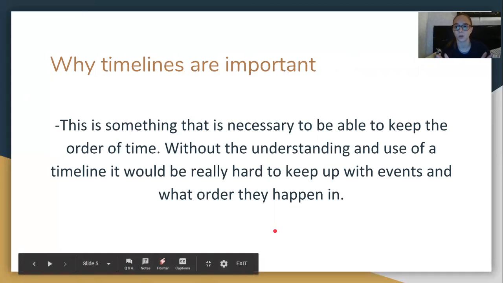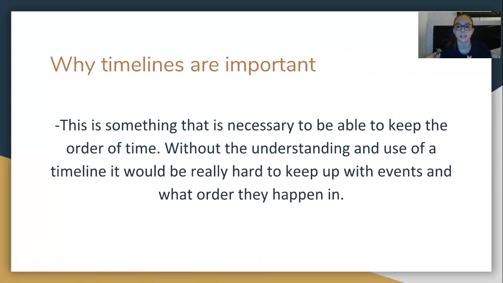Why are timelines important? This is something that is necessary to be able to keep order of time. Without the understanding or the use of a timeline, it would really be hard to keep up with the events and what order they happened. If we did not have timelines, we wouldn't know what happened in the past, present, and what could happen in the future. We need timelines to make sure we know how things happen, when they happen, and the order that they happen in.